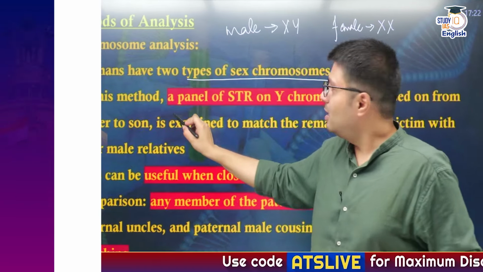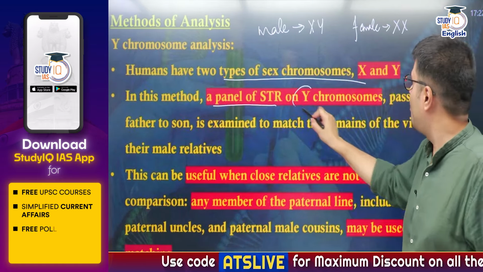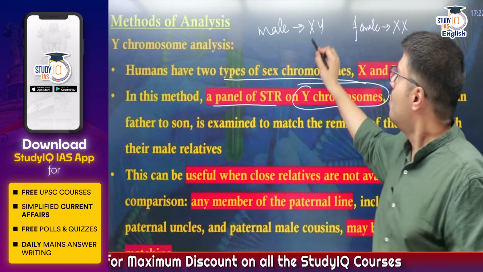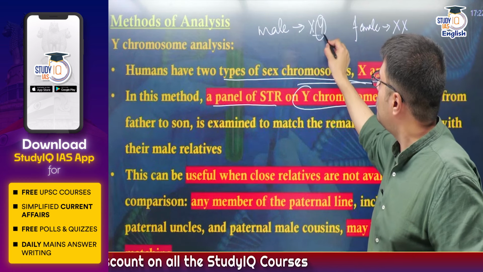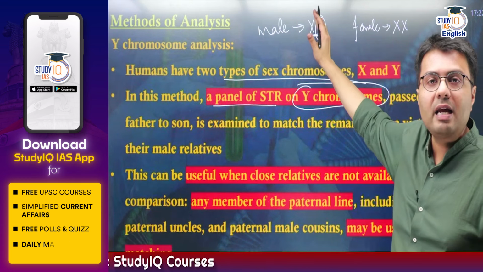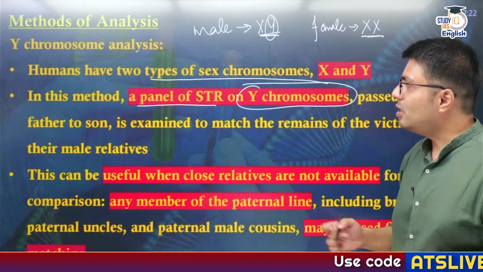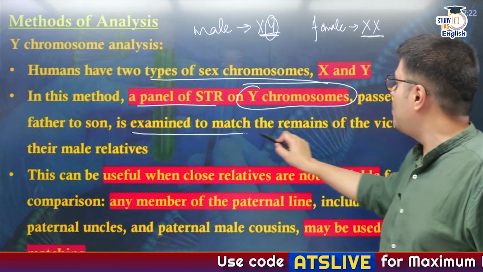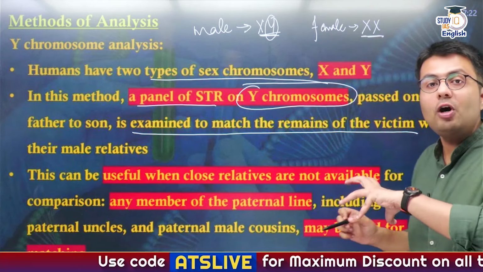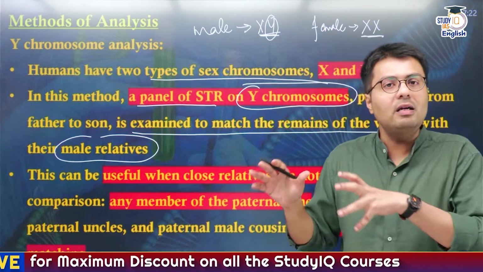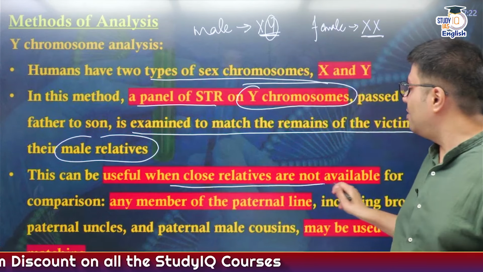So in this method, a panel of STR on Y chromosomes is ascertained, which is passed to a particular victim, most likely by their fathers, because it is only the male side of your family that is carrying the Y chromosomes in it, right? Not your mother side of the family. So that is why this sample is examined to match the remains with your male side of relatives, not your female side of the relatives. And this method is useful when close relatives are not available.